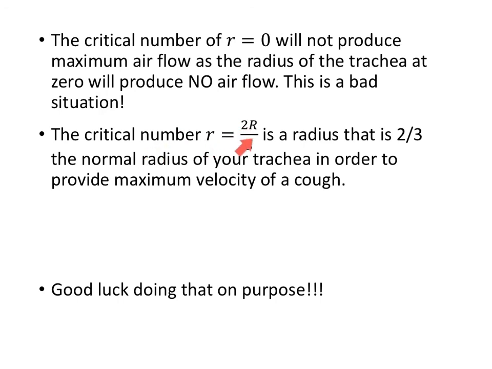The critical number r equals 2R over 3 is a radius that is 2/3 the normal radius of your trachea in order to provide maximum velocity of a cough. If you could do that on purpose, you're a pretty amazing person. And I got to tell you, you're following along in calculus, it's still pretty amazing. Thanks for listening.